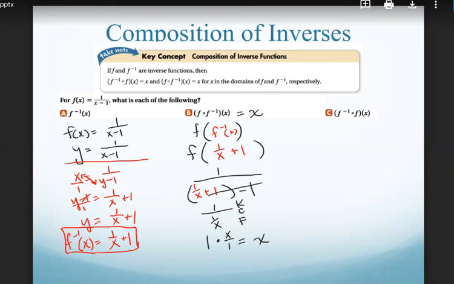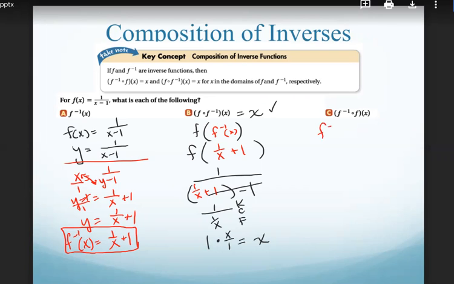I did something and then I undid it. So my output should be my original input. That means that those acted like inverses. In order to verify that they truly are inverses, I need to do it both ways. So now we're going to do it the other way.